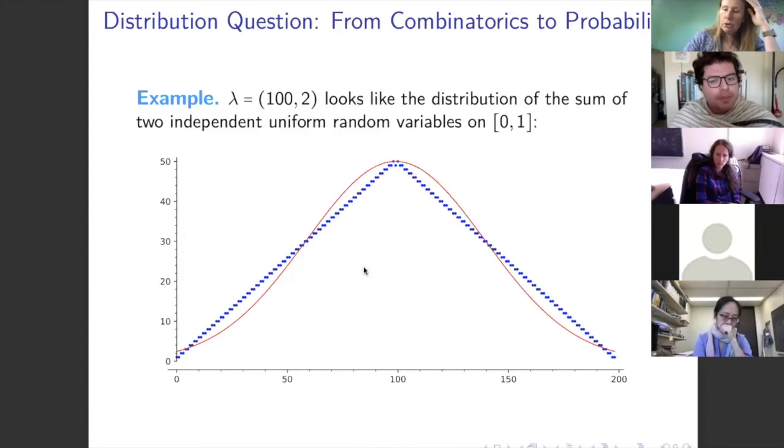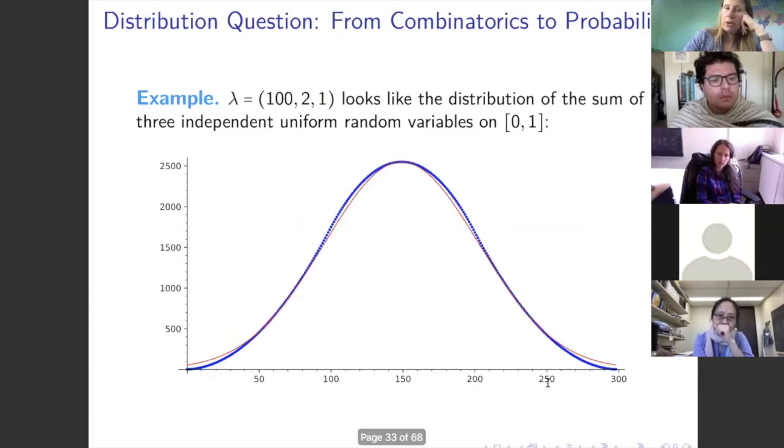And here, let me show you a little bit of that data. If you take lambda to be the partition 100, 2, those dots that you see are starting to line up looking like the sum of 2 uniform distributions. And I superimposed the normal distribution over it to say, clearly it's not normal, it's something else. If you have 100, 2, 1, it starts to look a little more like the normal, but that's what you expect.